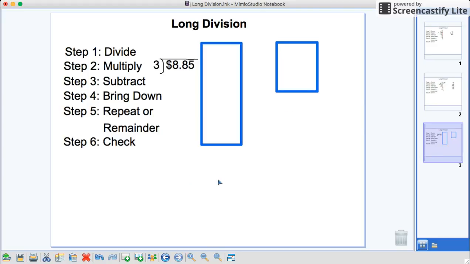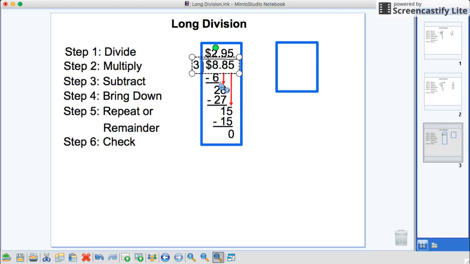Welcome back. This time I would like you to try this problem. $8.85 divided by 3. Pause the video. You should have gotten $2.95. Check your work to see if you got all the parts correct.